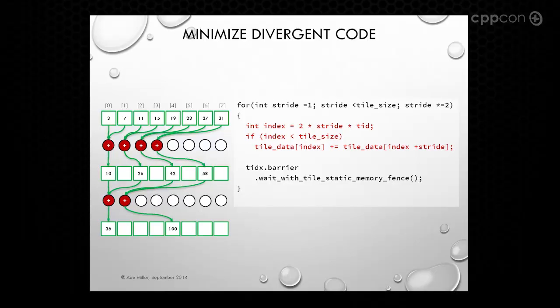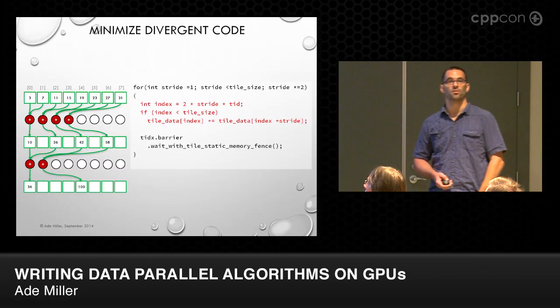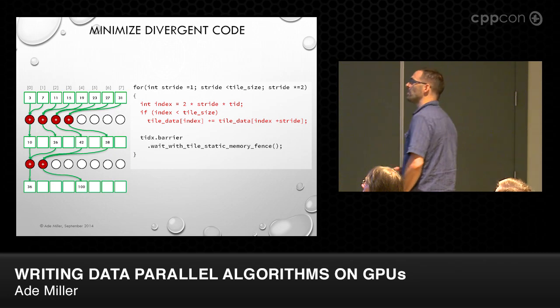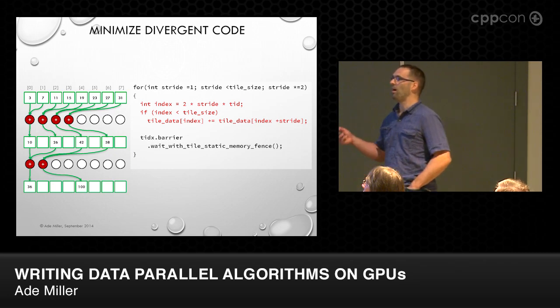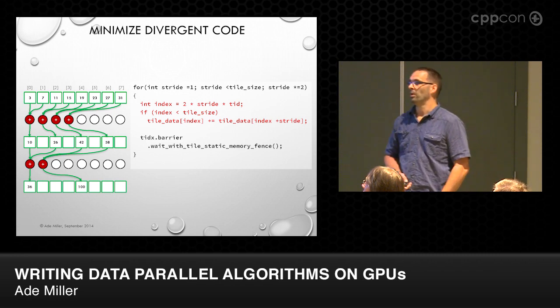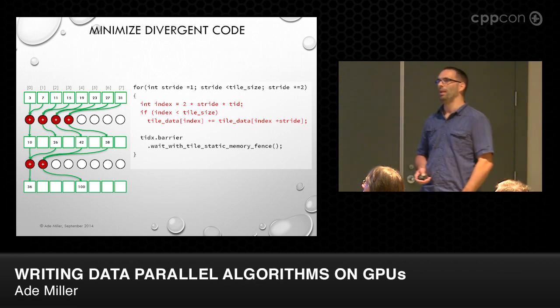What if I do this? Now, the lower half of my tile, all the warps are going to take the path where the index evaluates to true and they actually do work. All the warps in the upper half of the tile are just going to fall through because now they're all evaluating this the same. Does that make sense? You can think of it a little bit like the vector instruction set on the CPU if you've ever used something like SSE.